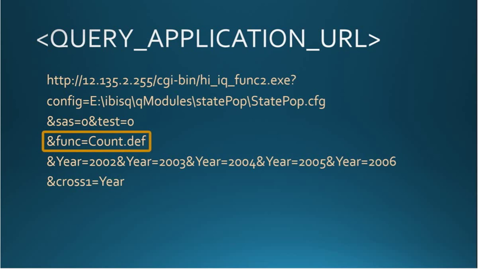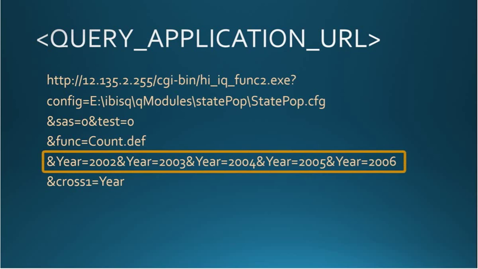This next name-value pair is the name of the .def file, or the SAS program template that we're telling IBIS-q to use. The parameter name is func because these files used to be called function files and the parameter name stuck. So you might hear them referred to as either func or .def files.